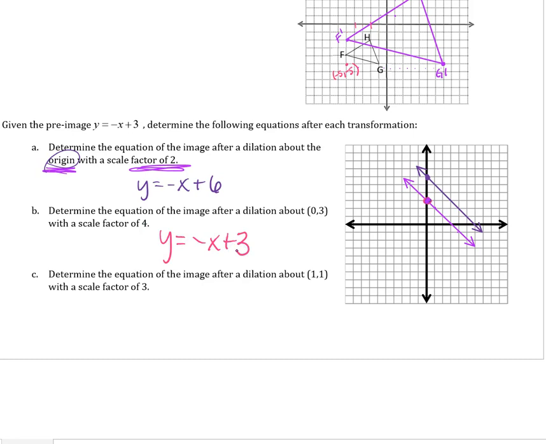So again, think about that. If you were to take this point and dilate it about itself, it's not going to move. And this point would move, but it would just move to a new location, but still on that same path. So the line does not change.